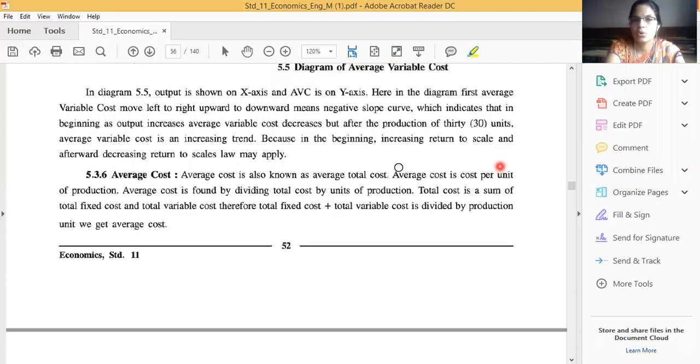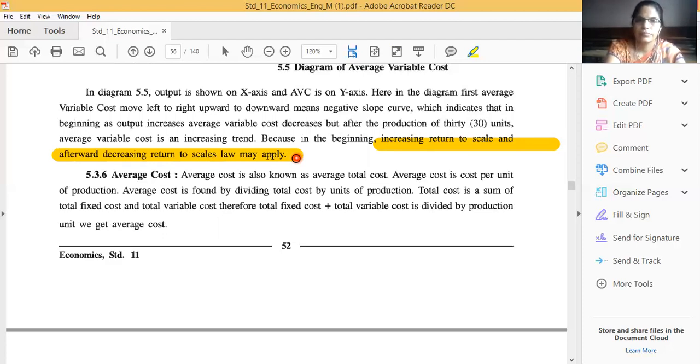You can say how its curve slopes. In the beginning, increasing returns to scale apply, and later decreasing returns to scale apply. Due to this, the curve slope is of this type.